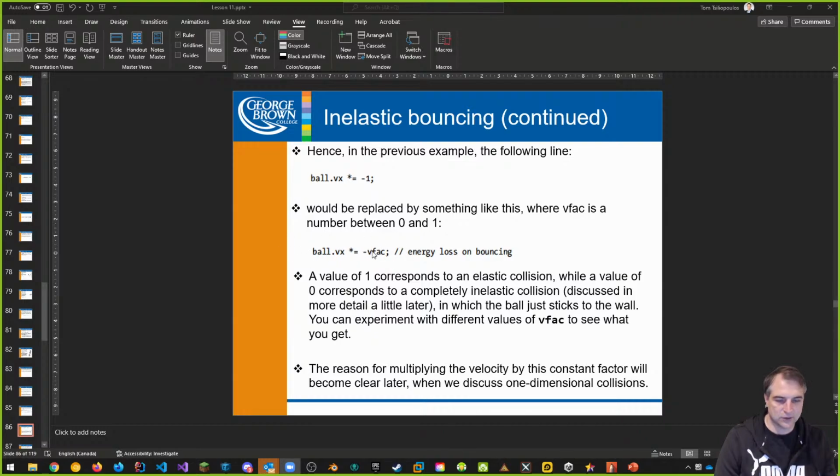This idea is so simple to implement, guys. We just have to come up with a reasonable amount of loss, whatever that reasonable amount of loss is. A value of 1, again, corresponds to perfectly elastic, while a value of 0 corresponds to completely inelastic, in which the ball just sticks to the wall. You can experiment with different values. I recommend doing that with your IMGUI or something like that in Unity. Okay.